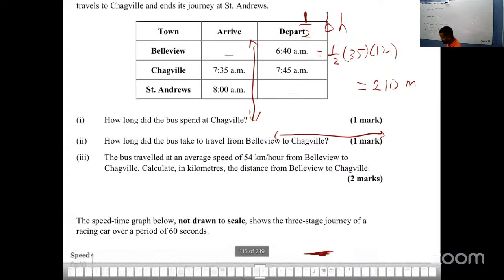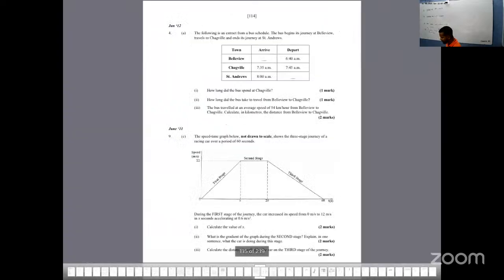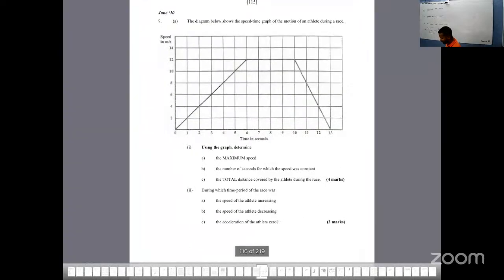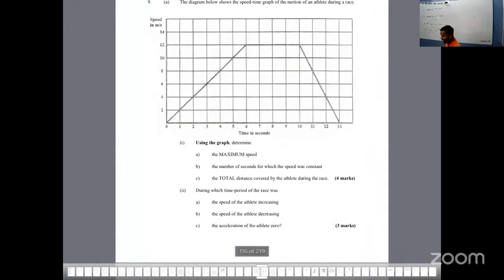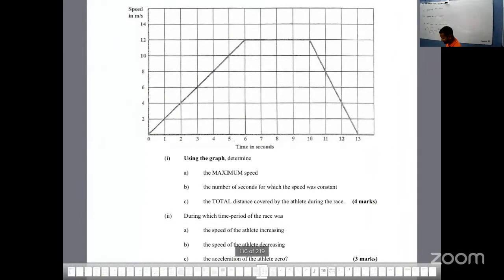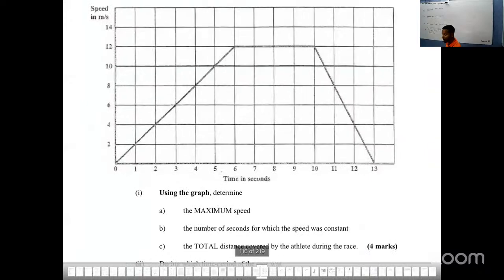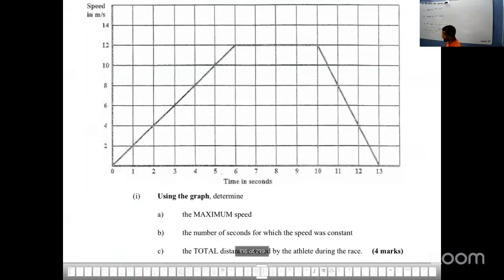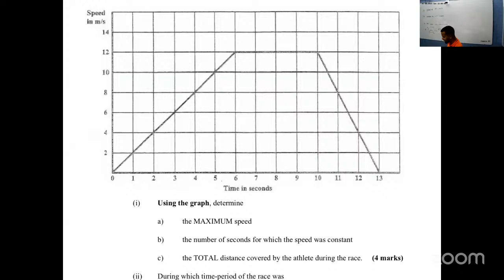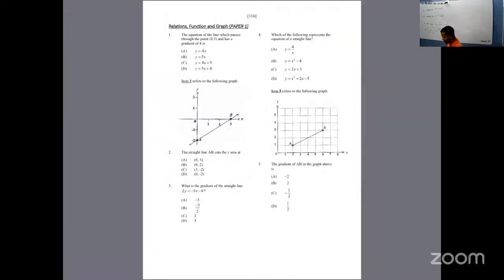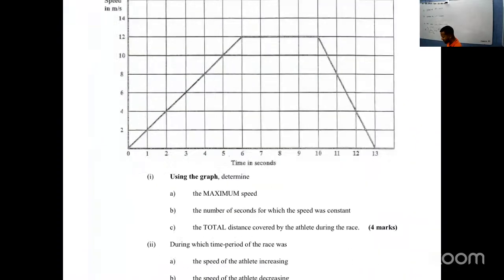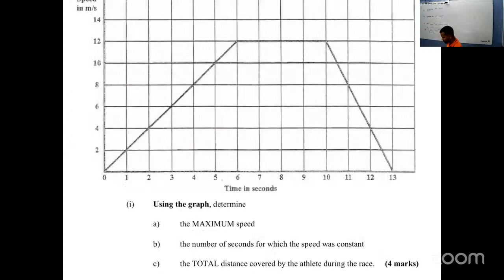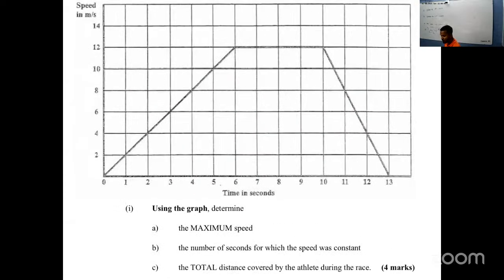All right, next one. Just turn the page. 115. That's June 2010. What type of graph is this? Speed time, right? Answer A, B, C, and then we will go to the next one. We did this one already. All right. Try that, please.